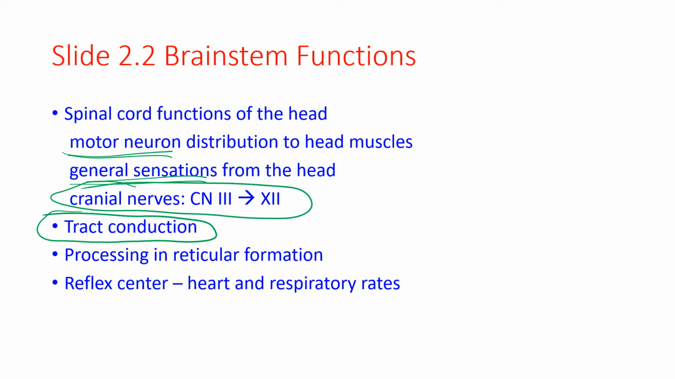One of the structures that we are going to talk about a little bit later on in this unit is a structure called the reticular formation. And we're going to see that the reticular formation is very, very important in our conscious state. And then finally, we know that heart rate and respiratory rates are going to be controlled or sensed in the brainstem.